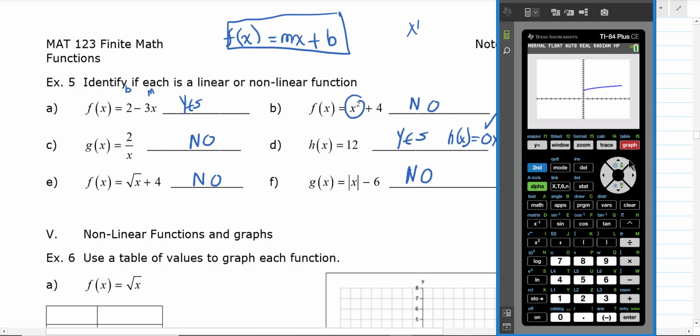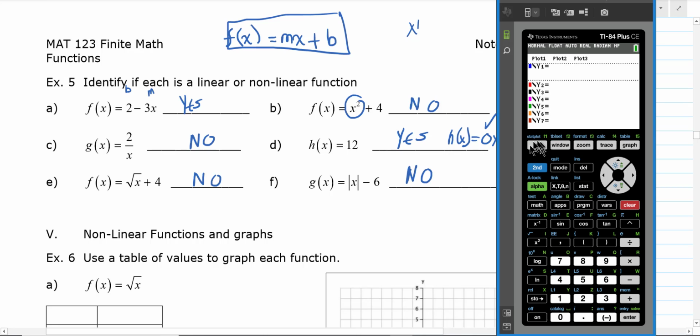Let me show you on this. That's not a line, that's a curve. If I go zoom 6, it's a little bit easier to see. And this one's no also. You can't have an absolute value on here. I'm going to show you how to put this in your graphing calculator.